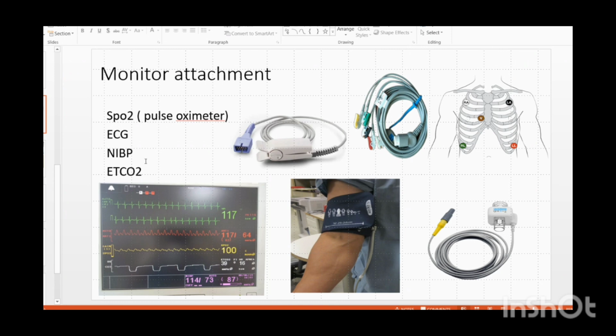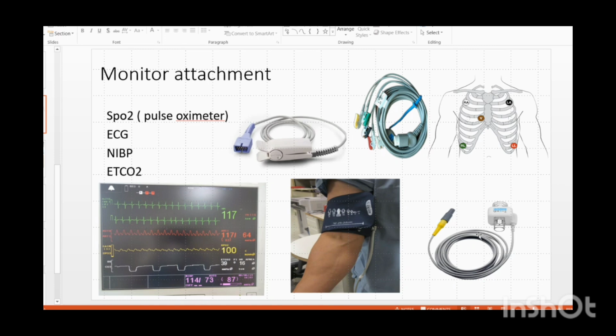So next is NIBP. Everyone will know this one. They'll apply a BP cuff and connect it to the machine monitor, so they'll measure BP. That is NIBP, non-invasive blood pressure. And what is the normal range of BP? It is 120 by 80 mmHg. So they'll take a starting record of the patient.